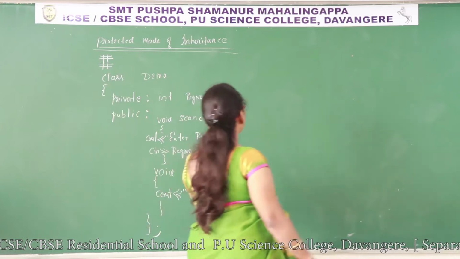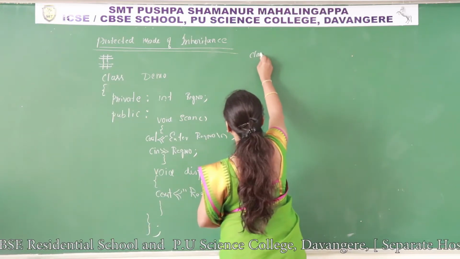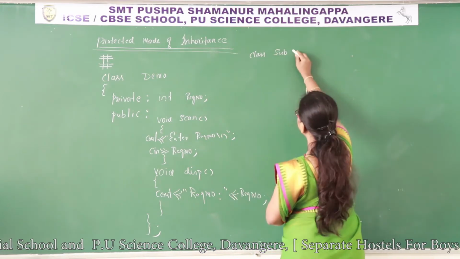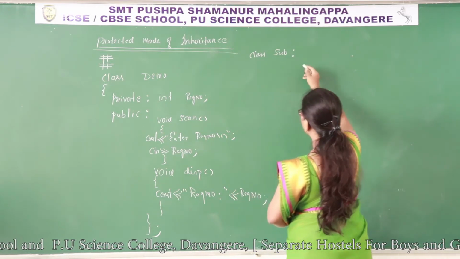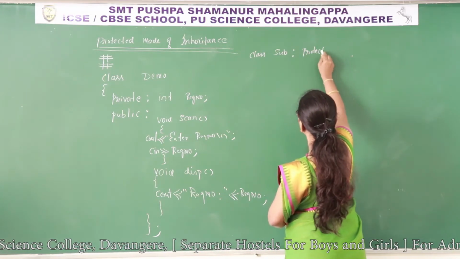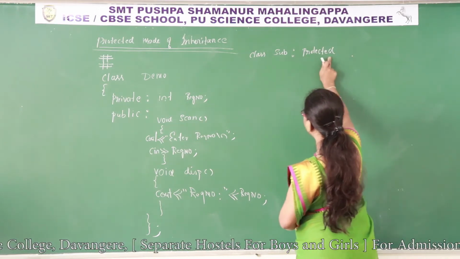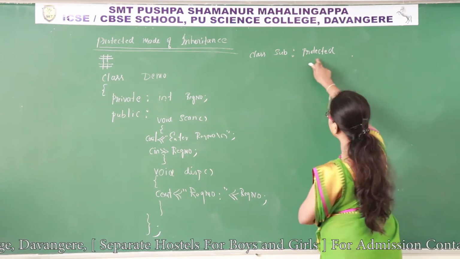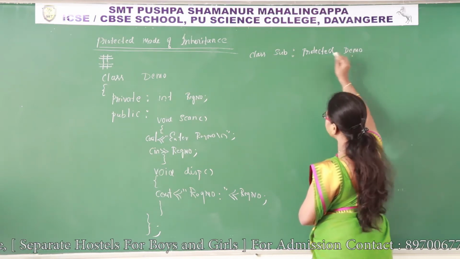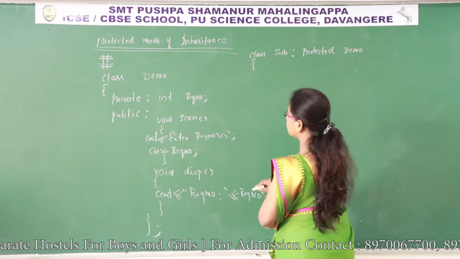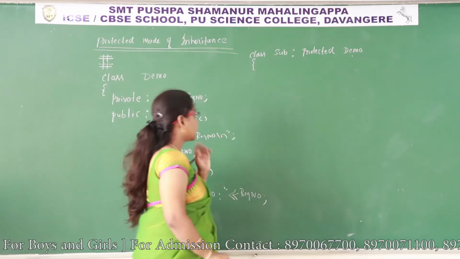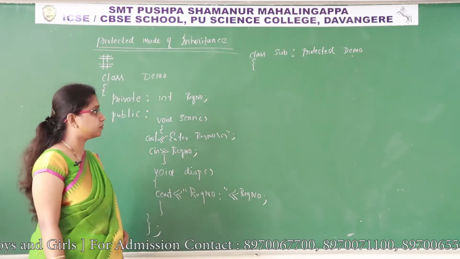I am going to derive another class, sub, colon, protected demo. This is the mode of inheritance, protected mode of inheritance, the visibility mode. And the base class name is demo here. You all know the syntax to derive a class from an existing class: class, derived class name, colon, visibility mode, and base class name.